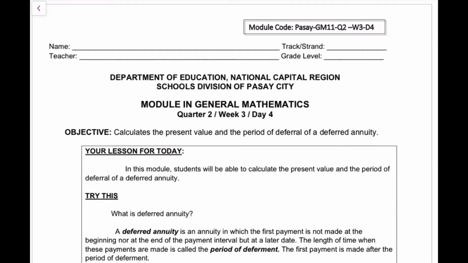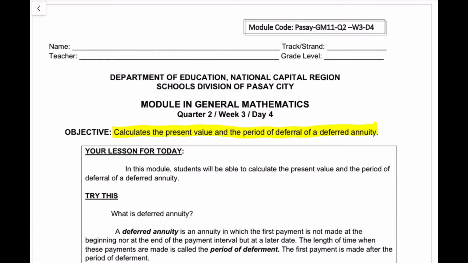Good morning. So for today, we'll be talking about quarter 2, week 3, day 4 of the module in General Mathematics, in which our objective is to calculate the present value and period of deferral of a deferred annuity.